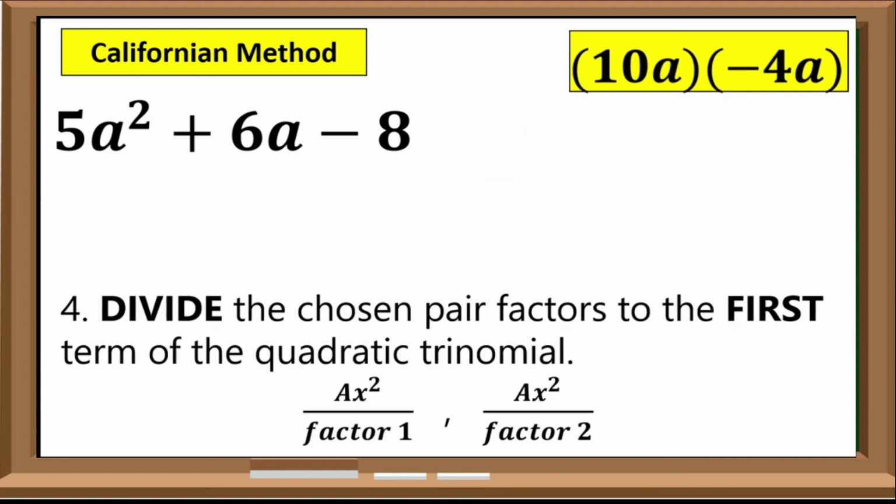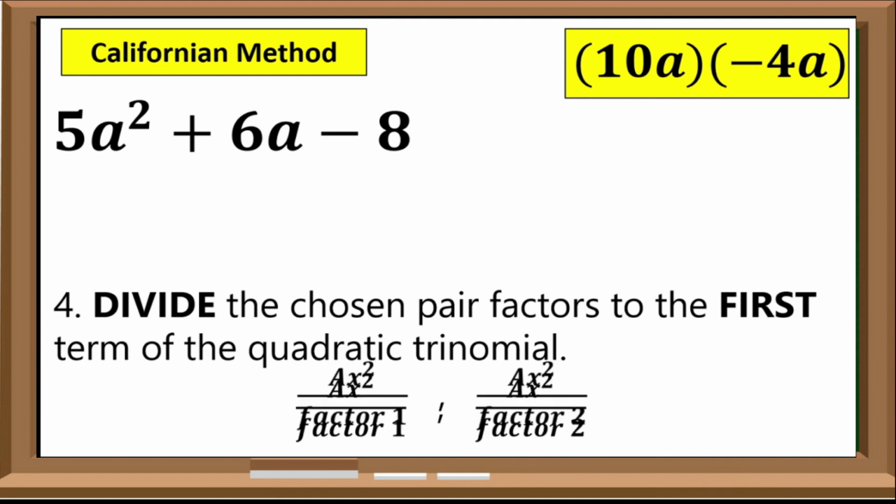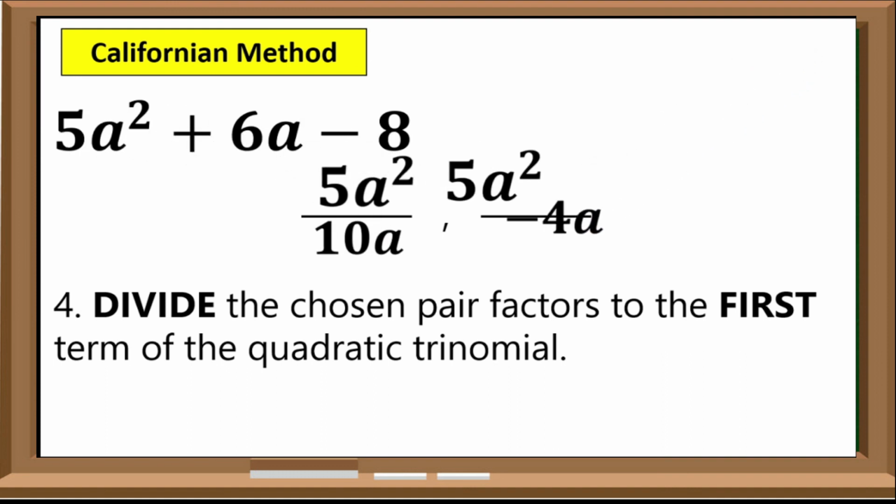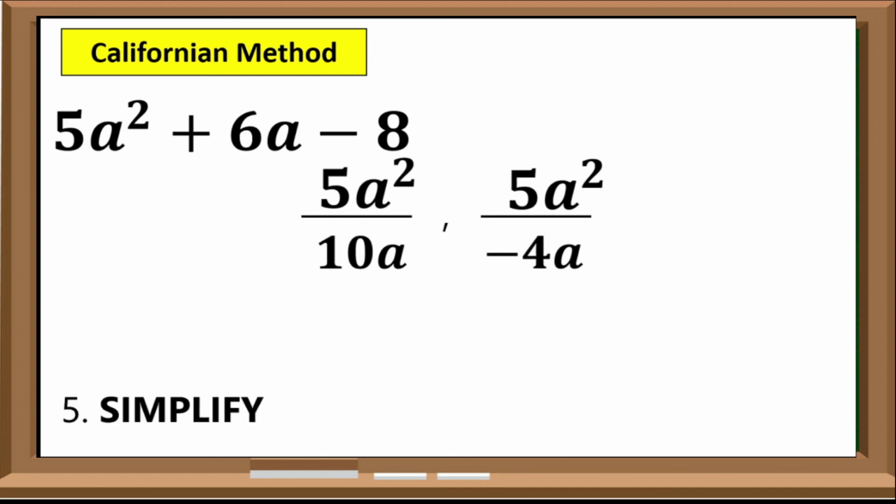Fourth step, divide the chosen pair of factors to the first term of the quadratic trinomial. The first term of the quadratic trinomial over the first factor, the first term over the second factor. That would be 5a squared over the first factor 10a, and 5a squared over the second factor negative 4a. Fifth step, simplify. That would be 5a squared divided by 10a is equal to a over 2. And 5a squared divided by negative 4a, that would be 5a over negative 4.